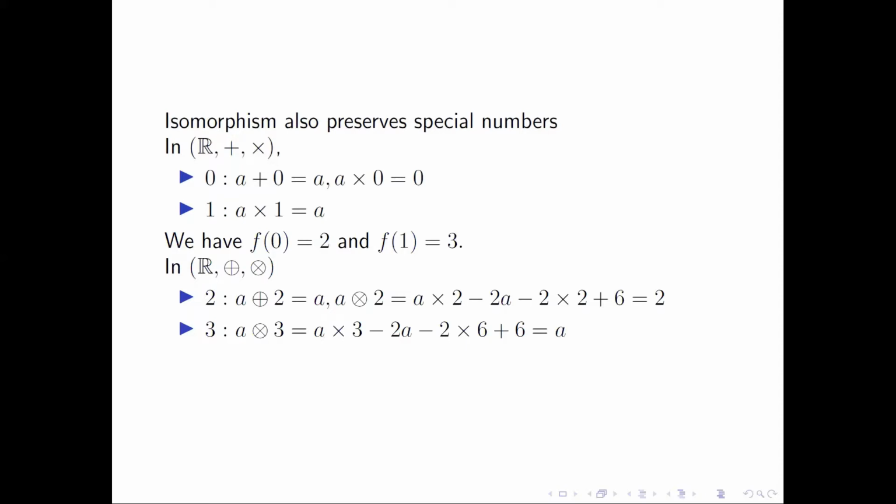We can take a look. A circled plus 2 equals a, that's a plus 2 minus 2 equals a. A circled times 2, by definition, a times 2 minus 2a minus 2 times 2 plus 6 equals 2. Always 2, independent of the value of a. And for the other number 3, a circled times 3 is 3a minus 2a minus, there's a typo, a times 3 minus 2a minus 2 times 3 plus 6, which is a.